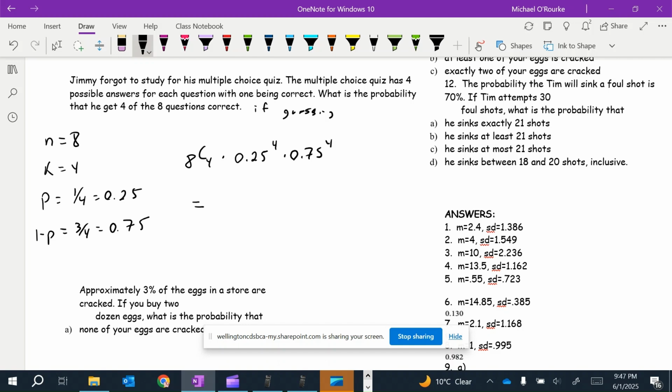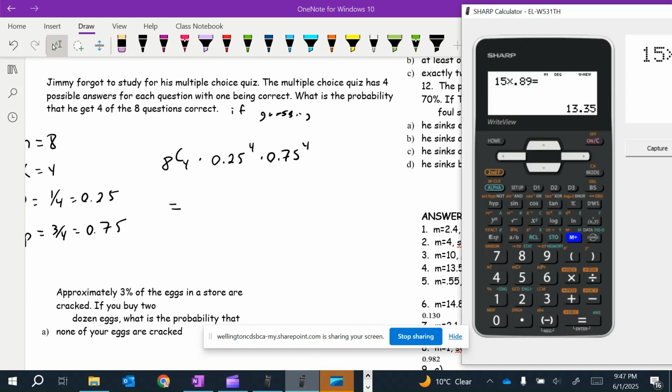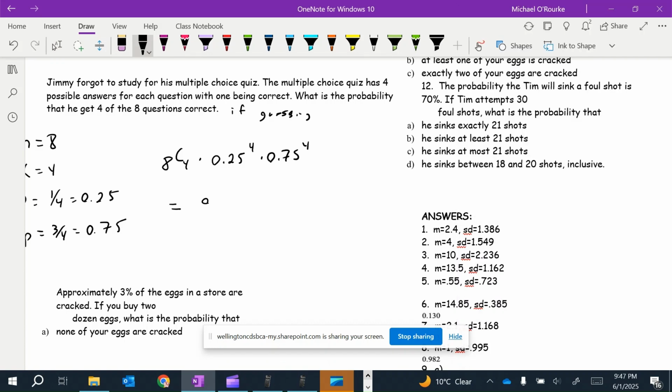Now this is not his probability of passing, because he could also get 5 right, 6 right, 7 right, or 8 right. We're just looking for 4 here. So 8C4 times 0.25 to the power of 4 times 0.75 to the power of 4. So the probability he will pass with exactly 50% is about a 9% chance if he's just guessing.